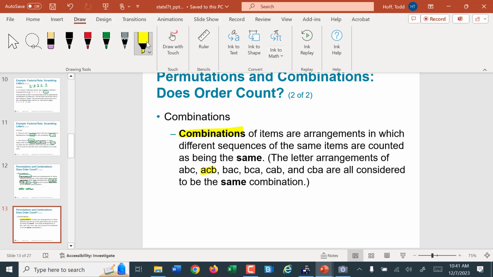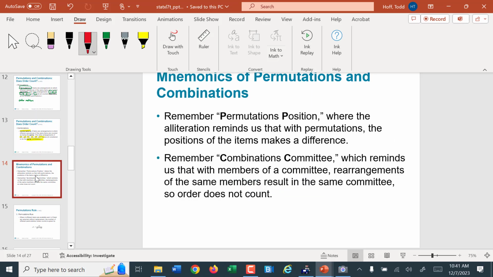those 3 letters, as long as they're the same 3 letters, it doesn't matter what order they're in. Those are all considered to be the same combination. So that would be considered one combination, even though there's 6 different permutations for those 3 letters. So let's calculate. Permutations, position.